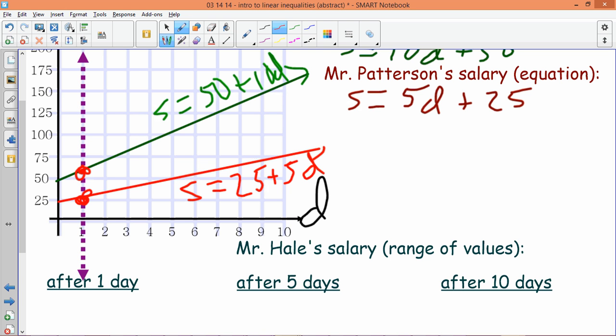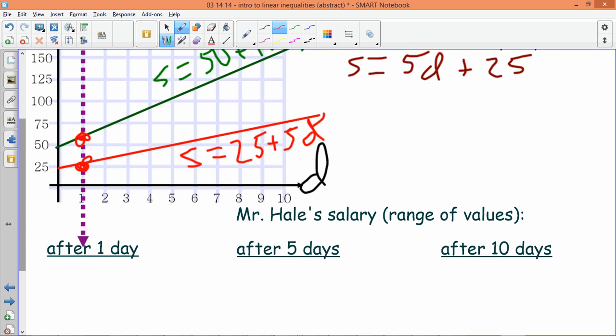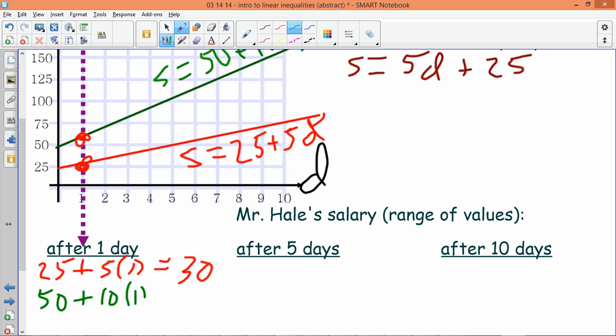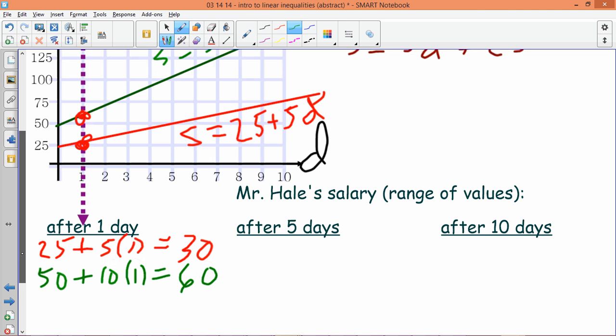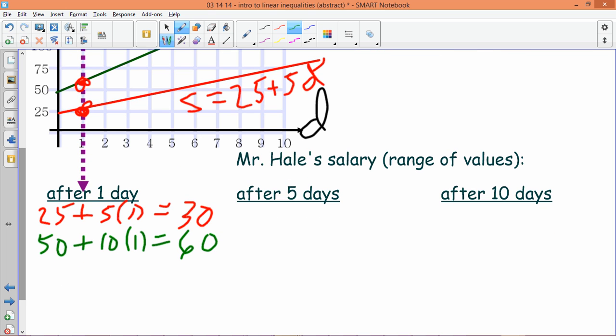Mr. Patterson's and my own. Okay, how much does Mr. Patterson make after one day? Well, it's $25 plus $5 times just one day. That's going to equal 30. That's Mr. Patterson. For myself, it's going to be 50 plus 10 times one day, and that's going to be 60. And so his salary is going to be somewhere in between 30 and 60.